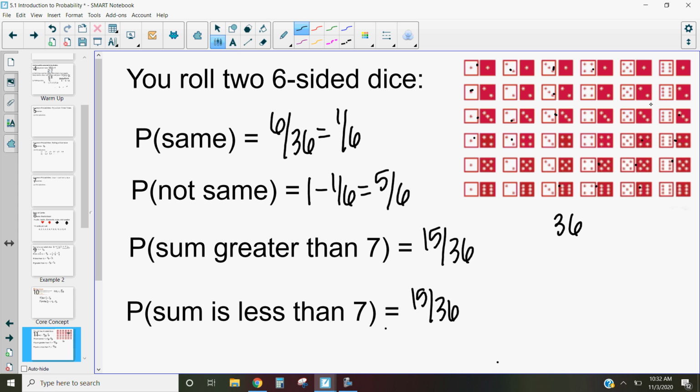So that is how we would do probability. Again, probability is the chance of an event over the total number of outcomes. Please check out the next video in which we discuss theoretical versus experimental probabilities and how that will actually vary in our results.